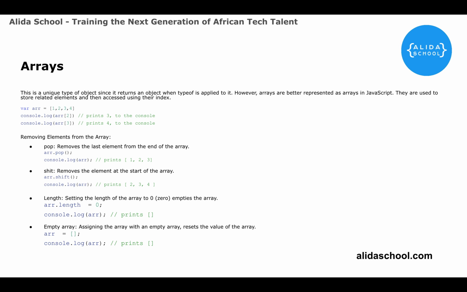The other option is to reset the array by redeclaring it with an empty array structure. Since we have array equal to 1, 2, 3, 4, we are just going to set the array to an empty array object here. So technically, we are resetting the entire value of the array.